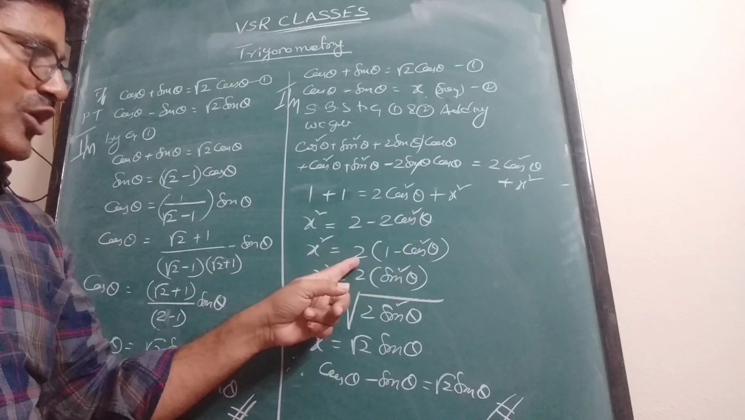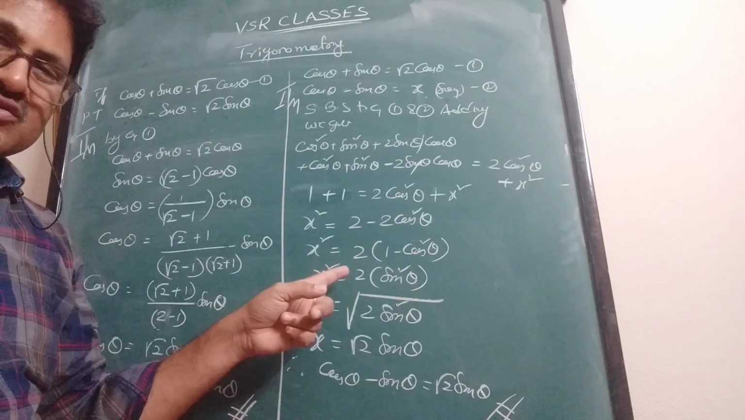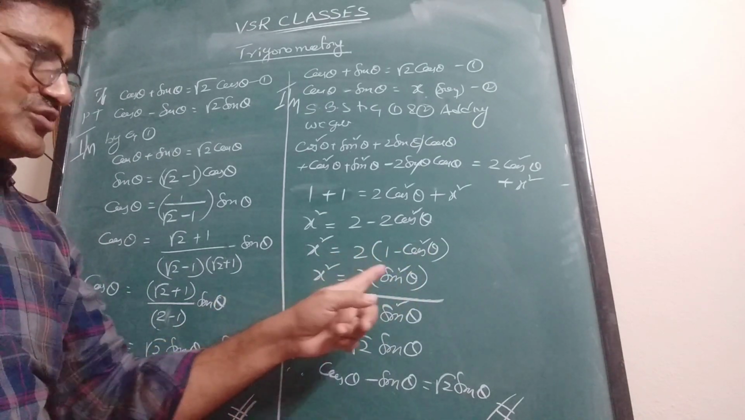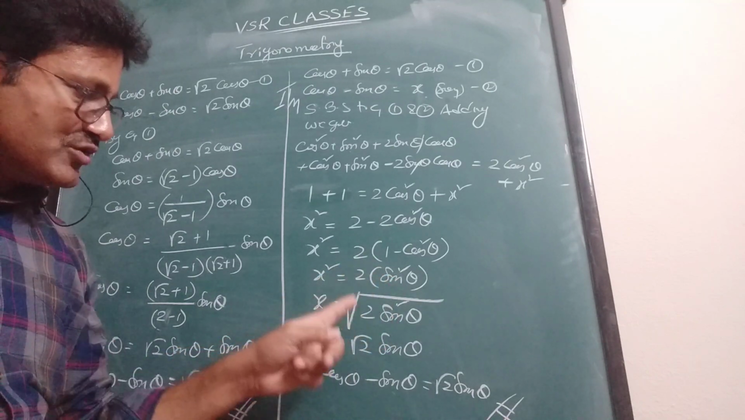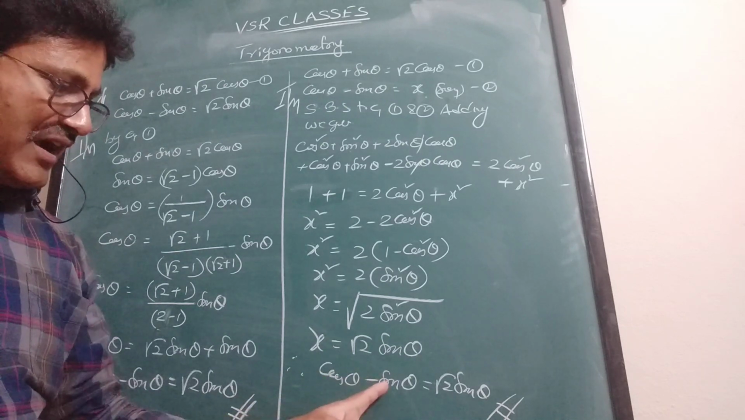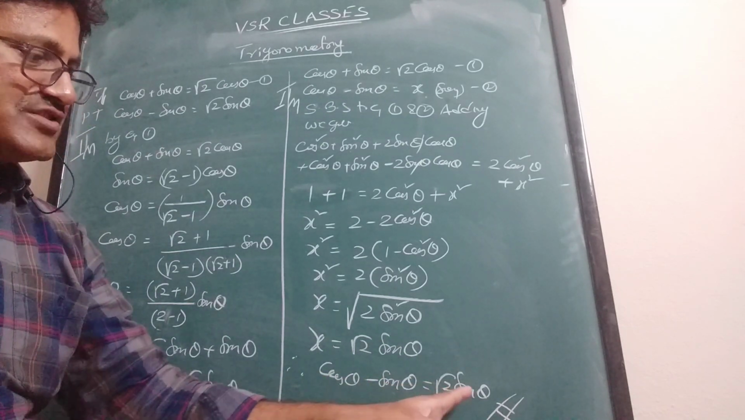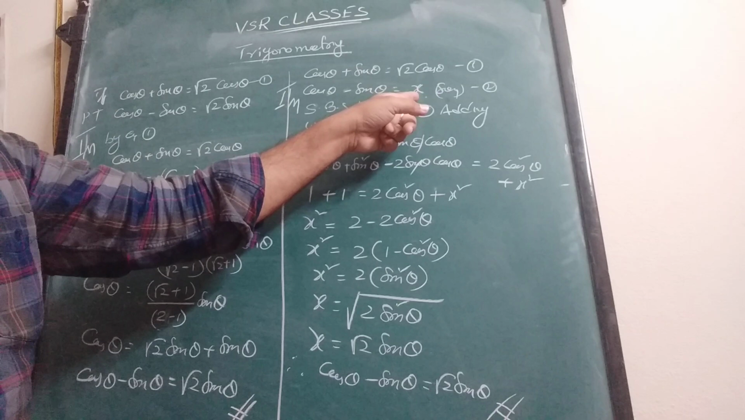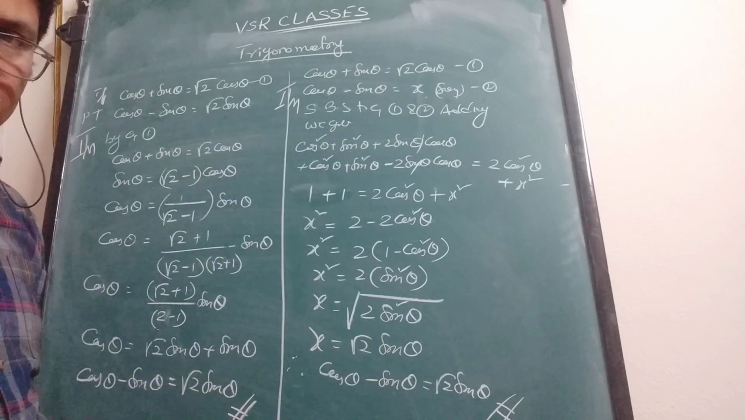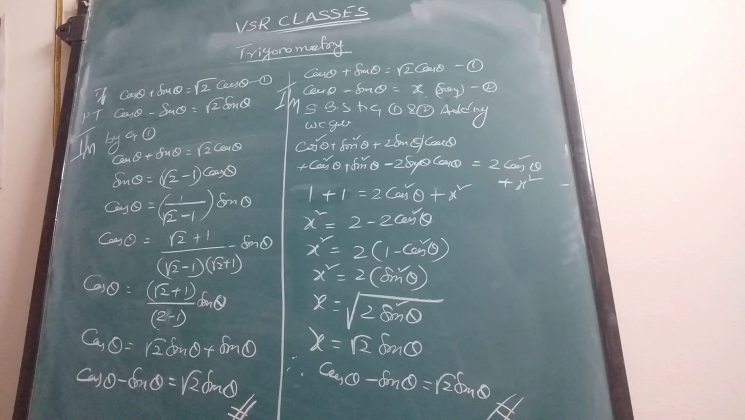I took 2 common here, 1 minus cos square theta. 1 minus cos square theta is nothing but the sin square theta according to identities. X square equal to 2 sin square theta. X is equal to under root 2 sin square theta. X is equal to root 2 sin theta. Cos theta minus sin theta value we got as root 2 sin theta, where we assumed as x. You put this value there. That is enough. Okay. Like this you can prove that one.